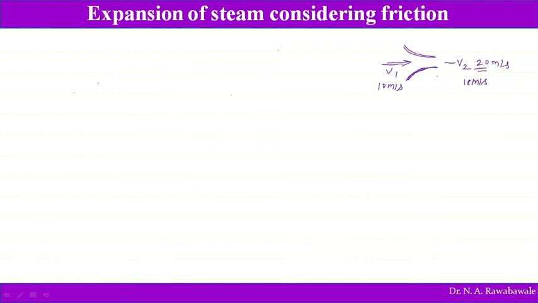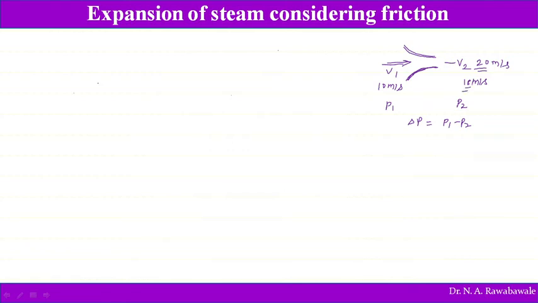So the exit velocity of steam for a given pressure drop, say for example P1 and P2 are the pressures at inlet and outlet. So delta P is nothing but P1 minus P2 for given pressure drop. It is expected that the velocity of steam must be 20 meters per second, but actually the velocity of steam is less. The exit velocity of steam for a given pressure drop is reduced, that is nothing but instead of 20 it comes at 18 meters per second.